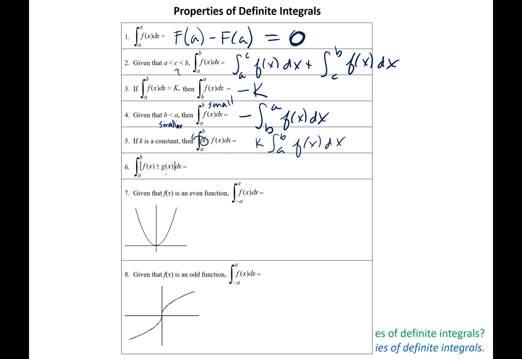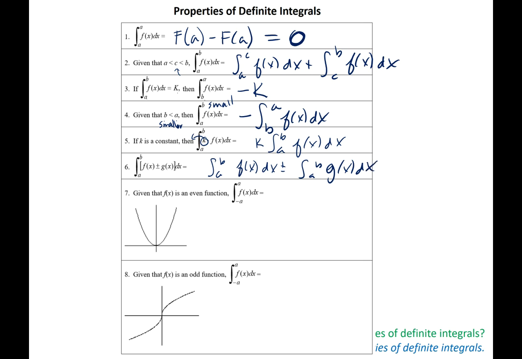This one is just saying that we're allowed to break it up into two different integrals if we need to. So we can go from a to b of f of x dx plus or minus from a to b of g of x dx.